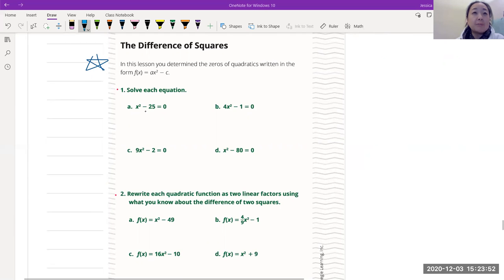And so here I'm subtracting 25, so I have to add 25 to get rid of that, or to undo that. So we get x squared is equal to 25. And then what do I do from there? Gotta get rid of that square, so I'm gonna have to square root both sides, and I'm gonna get x is equal to 5, because the square root of 25 is 5.